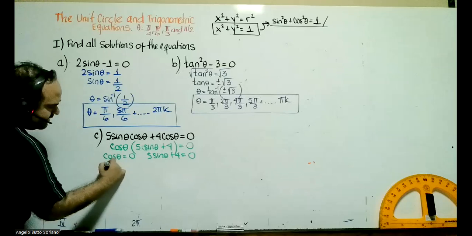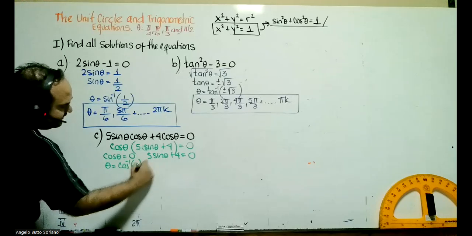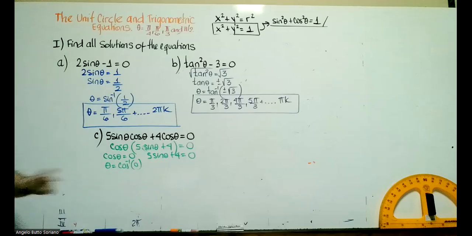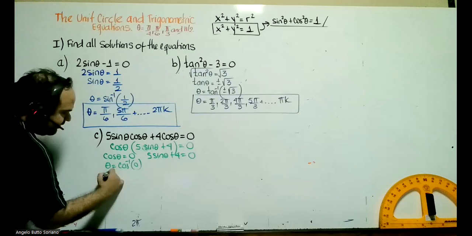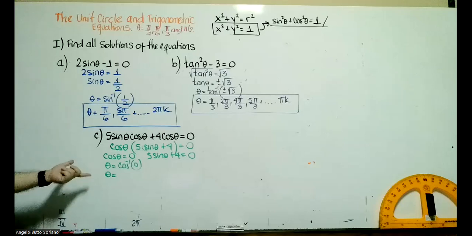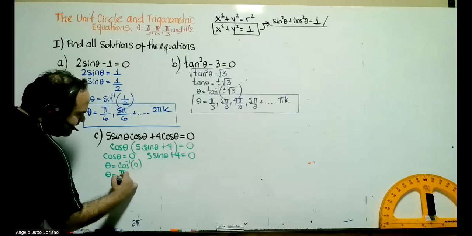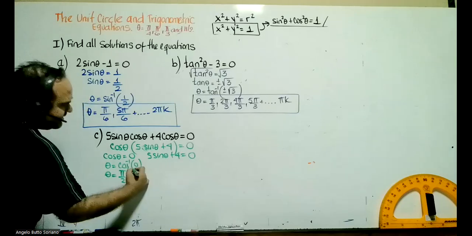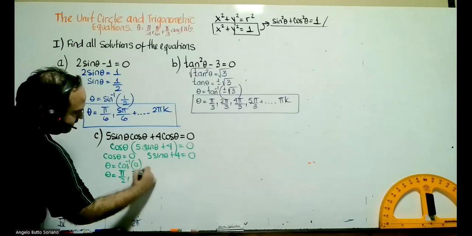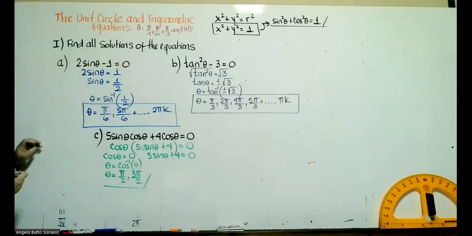In the first one, theta will be equal to arc cosine of 0. And if you check the values of the unit circle, the angles that provide cosine theta equals 0 will be, in the first one, pi half, and the second one will be 3 pi half.